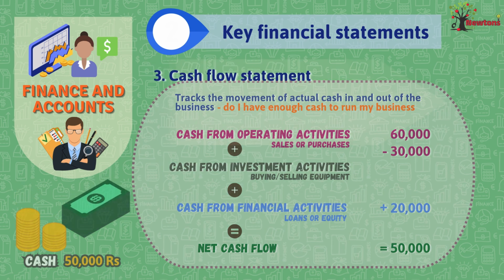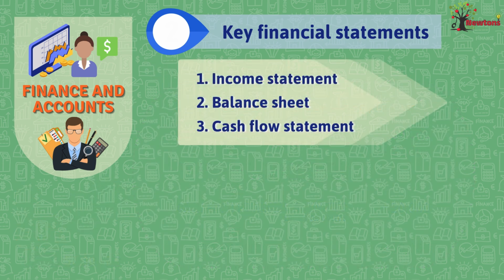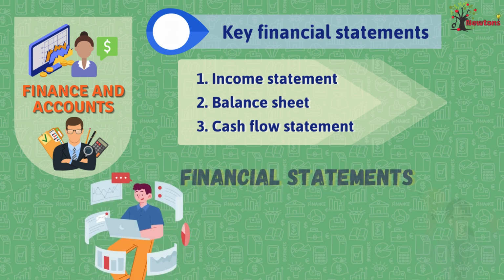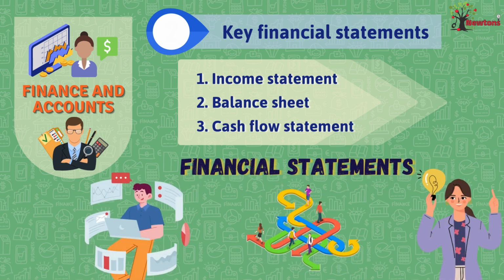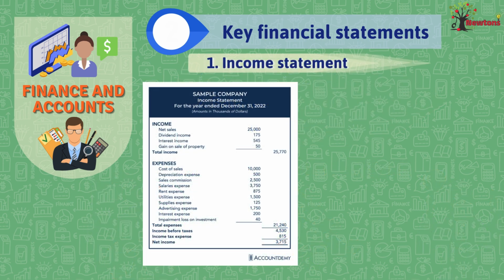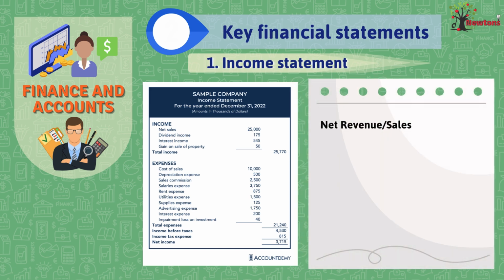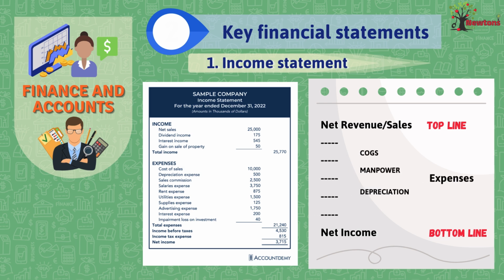So we have explained these financial statements in the simplest form to give you a strong foundation. But in reality, analyzing and understanding financial reports can be much more complex. Let me show you what real financial statements often look like. For example, the income statement always begins with net revenue or sales. That's your top line. It ends with net profit or loss, the bottom line. And in between, you'll find multiple expense categories like cost of goods sold, employee costs, depreciation, and many more. It may look overwhelming, but the structure remains the same.